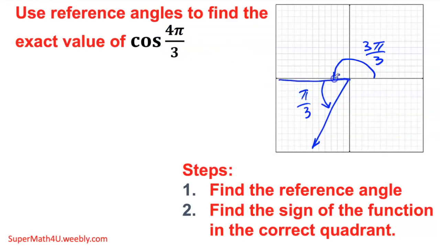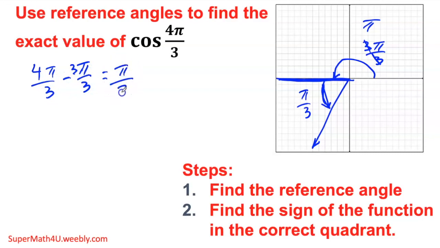So the reference angle is pi over 3. Now, if you're not sure how I did that, then what you do is you take the 4 pi over 3, and because you know that it's greater than pi, you say, all right, let me take pi out of it. But you know that pi, I can make it into 3 pi over 3. Now, once I have 4 pi over 3 minus 3 pi over 3, that's going to give me pi over 3, and this is the reference angle. Okay, I'm going to call that theta prime. Reference angle, my first step.